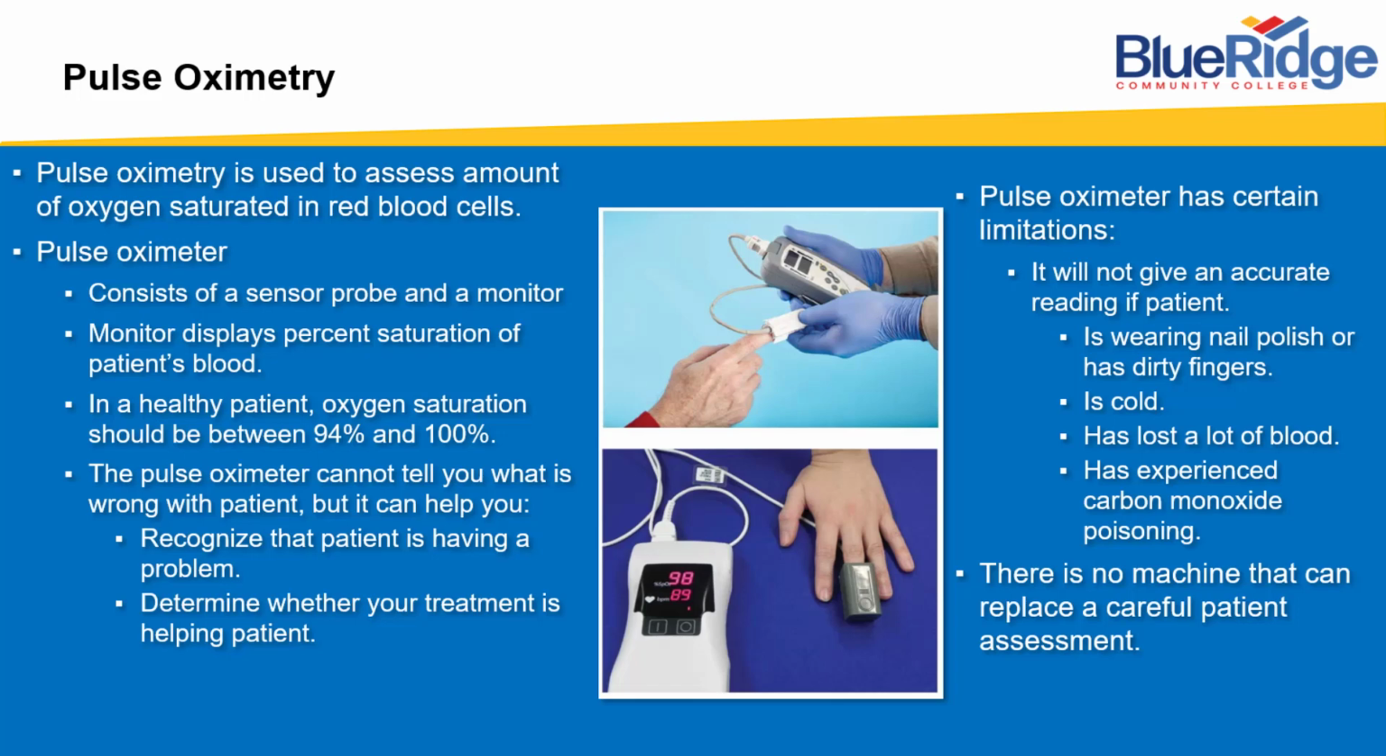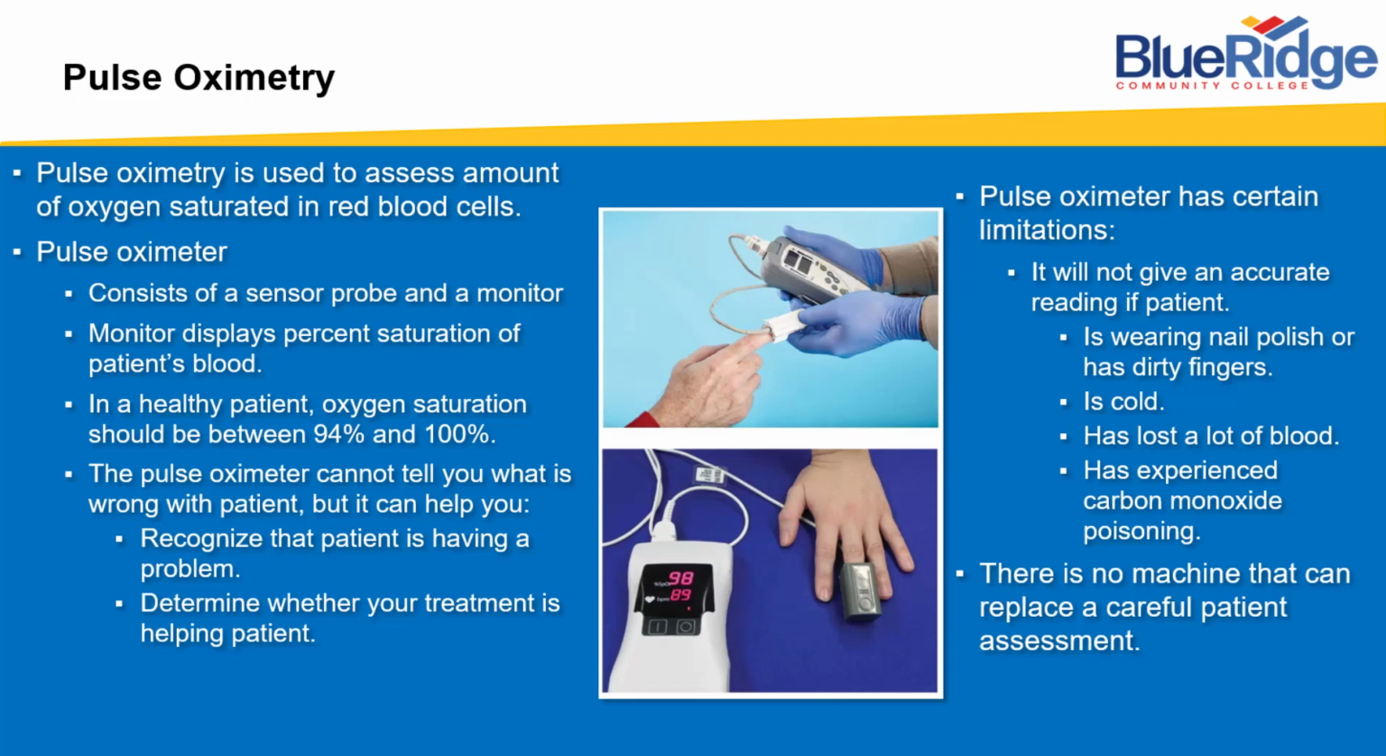Some people have peripheral vascular disease or just generally poor circulation. Sometimes in the winter when it's cold, their digits get cold from being exposed to the temperatures. So there's all kinds of reasons that can throw the readings of your pulse oximeter off. Patients who have lost a lot of blood will have inaccurate readings. Trauma patients and patients who have experienced carbon monoxide poisoning will have false readings as well.